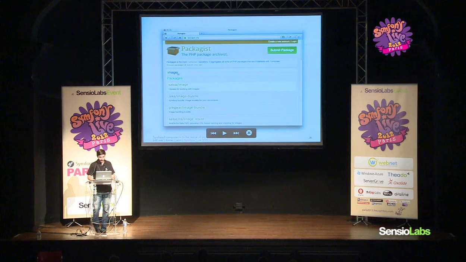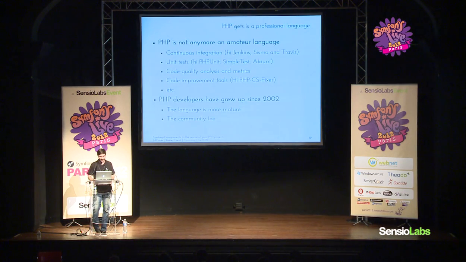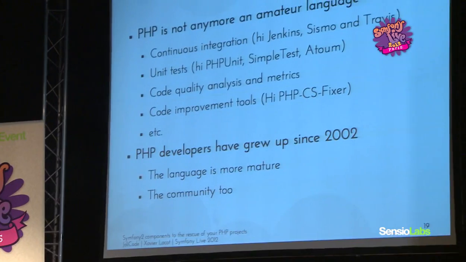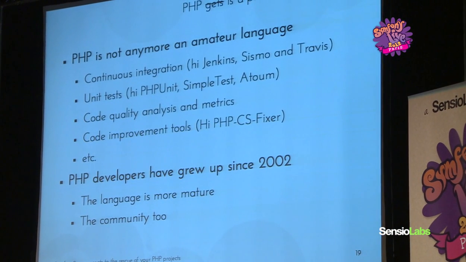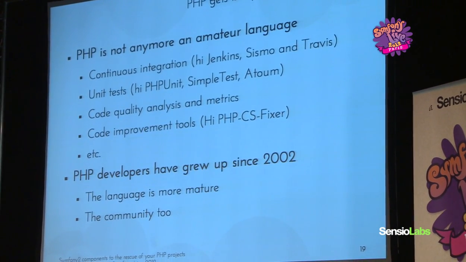So this is just a look at packages, and I'm searching here for an image library, and I'm going to find a lot. So as a conclusion of this first part, PHP is not going to be, in 1, 2, or 5 years, a professional language. PHP is a professional language, and this is maybe a bit different to what we have been used to here for a lot of years.